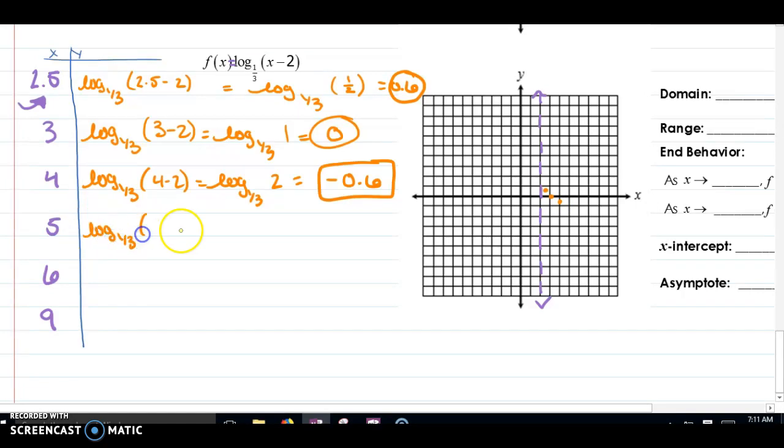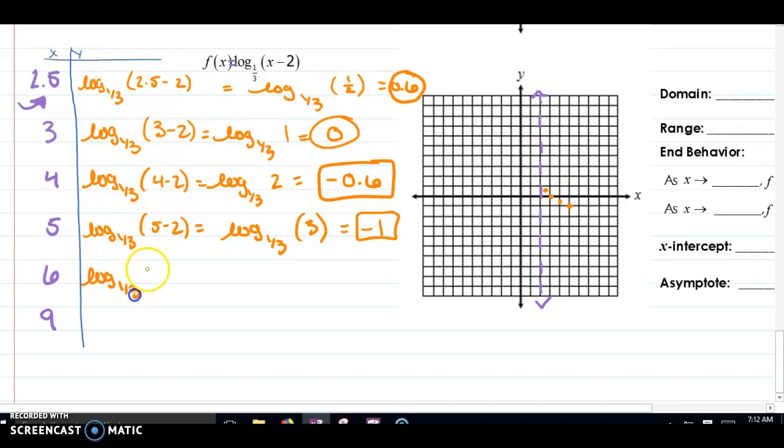Log base 1/3 of 5 minus 2, which is log base 1/3 of 3. And 3 to the first power is 3, but this is 1/3, so 1/3 to the negative first power is going to be 3. And I can evaluate that in my head. You could have used a calculator, but on the test, most likely for ones like that, you won't have a calculator. To make a function table, you will have a calculator. So 5, negative 1.